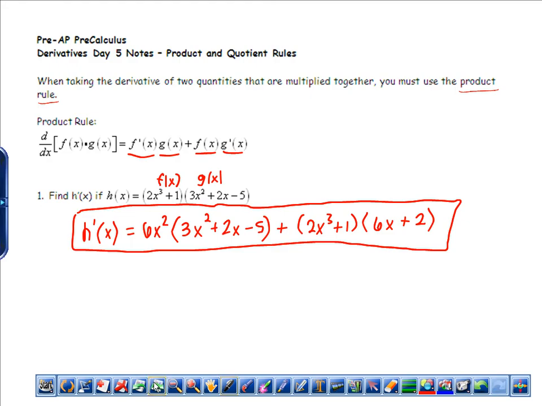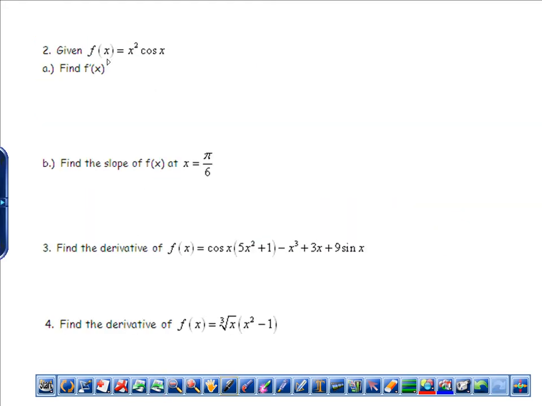Oops. That's not what I meant to do. Here we go. Okay, so now let's try something else. It says given f of x equals x squared cosine x. Now, if there's just a number in front of cosine x, I wouldn't have to use the product rule. But this is two separate functions of x. Okay? So you may even want to separate them so that you know that these are two different things. Okay, so f prime of x, the derivative of x squared, which is 2x, times just cosine x.